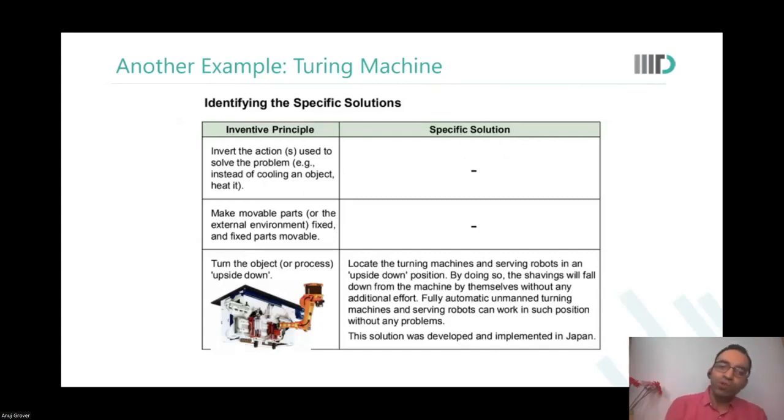If I say that I could turn the object upside down, what happens? See, when it comes to people, you cannot have people go upside down. But this is a machine. Instead of keeping the machine on the floor, you can hang it from the roof. The shavings would automatically fall down. They will not fall on the machine. Nothing is required. You've used the principle of gravity, a resource which is so commonly available, and you solved the problem.